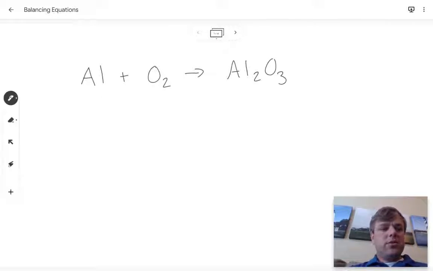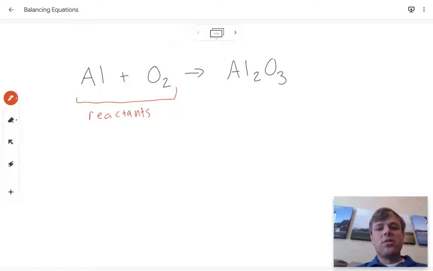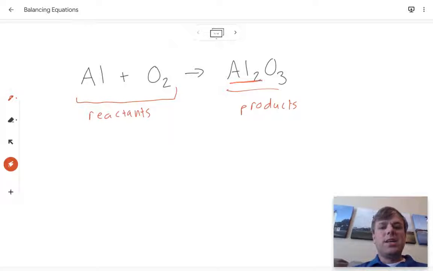All right, in this video clip, I'm going to show you how to actually balance some chemical equations. So I have a fairly simple one here to start with, where we have aluminum plus oxygen makes aluminum oxide. And just a refresher, these things over on the left-hand side are called the reactants, and the things on the right-hand side are called the products. And the goal is to get everything on each side of the arrow equal to each other. Right now you can see we have 1 aluminum on the left and 2 aluminums on the right, and we have 2 oxygens on the left and 3 oxygens on the right.